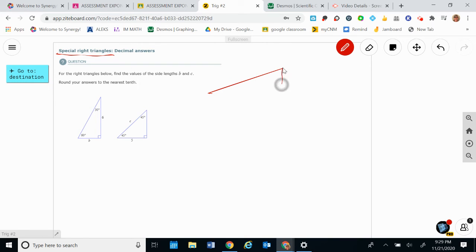Let's try this again. 30, 60, 90. So this is 30. This is 60. This is called a 30, 60, 90 triangle. And here's the way it works. If this side is x, whatever length this is, the hypotenuse is twice that. And this side is root 3 times x times root 3 divided by 2. Or is it just x divided by 2? Hang on a second. It's root 3 divided by 2.